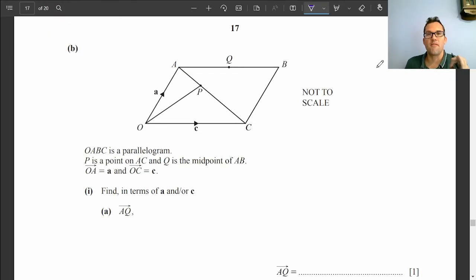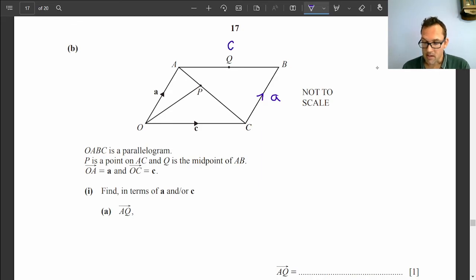Question 9b, vectors. Let's tackle this beast. OABC is a parallelogram. That is important. Every piece of information is important. Opposite sides of a parallelogram are parallel, and with vectors, that means if they are parallel and they are the same length, they are the same. That means if OA is little a, CB is little a in the same direction. If OC is c, then AB is c as well in the same direction.